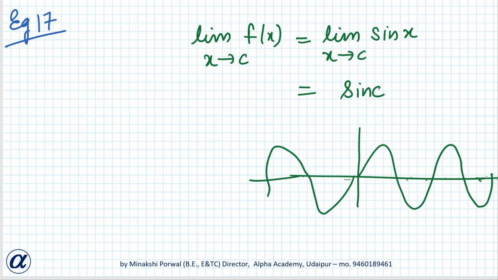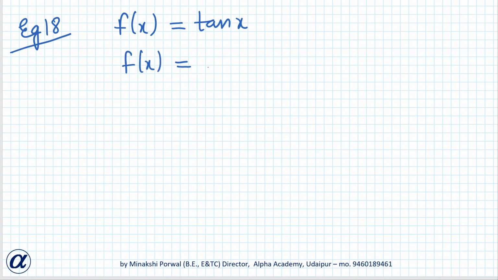Next one, example 18. fx equals tan x. We have to prove that this is a continuous function. So fx, tan x, is sin x upon cos x. We know that sin x is a continuous function. Cos x is also a continuous function, but cos x should not be equal to 0. For tan x to be continuous, cos x should not be equal to 0.